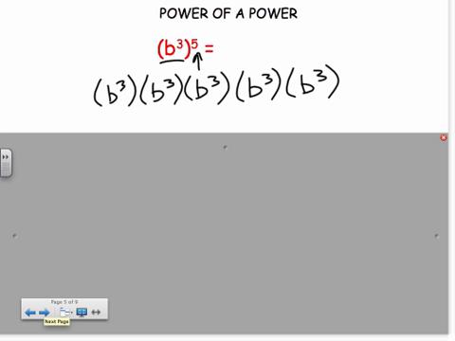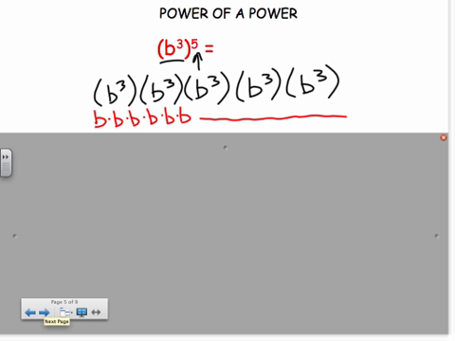And I could break that down even further. B to the 3rd is really b times b times b, right? I go to the next one, b times b times b, and this goes on and so forth. In the end, I end up getting 15 total b's multiplied by itself.